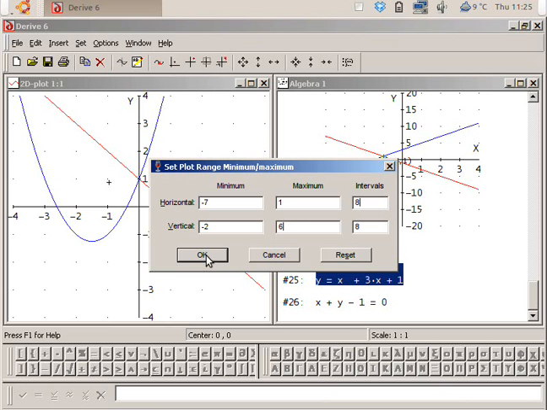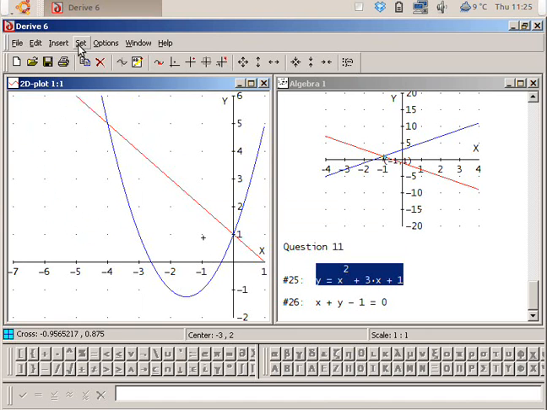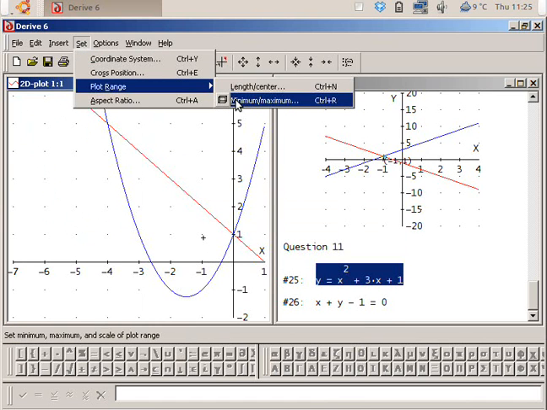Yes, question? Where did you go to get this set range? To get this open, yeah. I did set plot range min max.